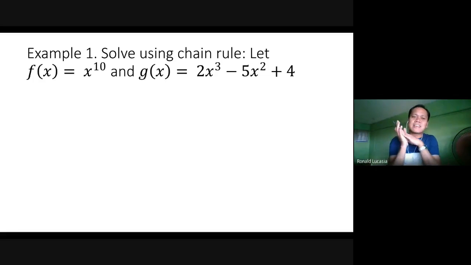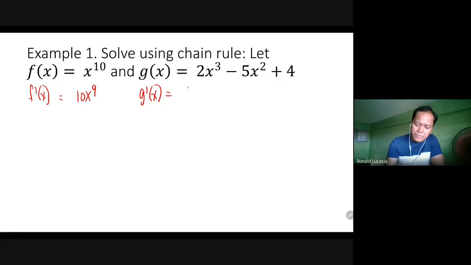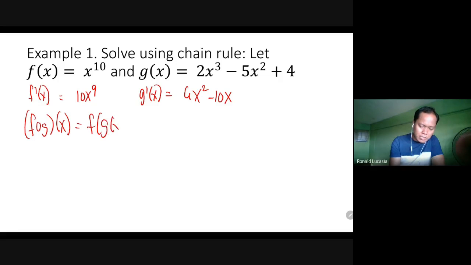Okay, so let's say for example, you have here the two functions. f of x is equal to x to the 10th power and g of x is 2x cubed minus 5x squared plus 4. When we are going to do some compositions of functions here, since our f of x is x to the 10th power, then the f prime of x here is 10x raised to the 9th power. That's the definition ng ating derivative na naunang lesson. And our derivative of g of x here is 6x squared minus 10x. And by definition, we have f circle g of x, which is equal to f of g of x.